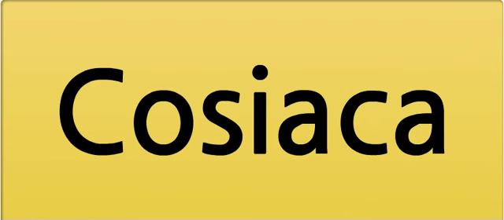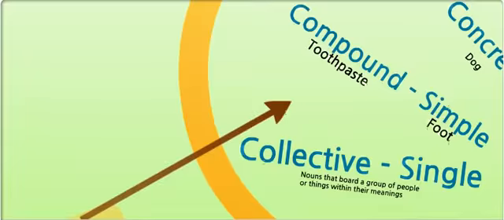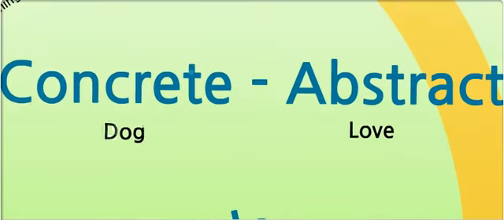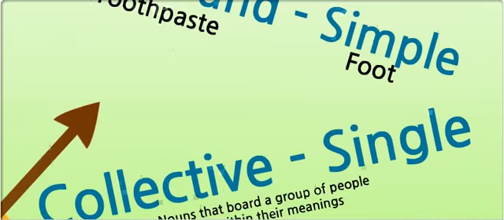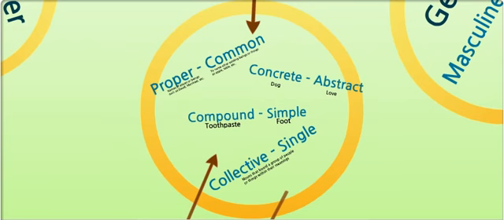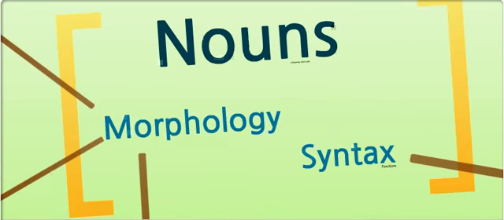Then, what if we talk about "cosiaca"? This is a very funny word used in Colombian Spanish and can refer to anything. If we think about that word, it will be hard to put it into a specific category because it can be proper, common, concrete, abstract, compound, simple, collective, or single. Anyway, there are words that are such a mess.